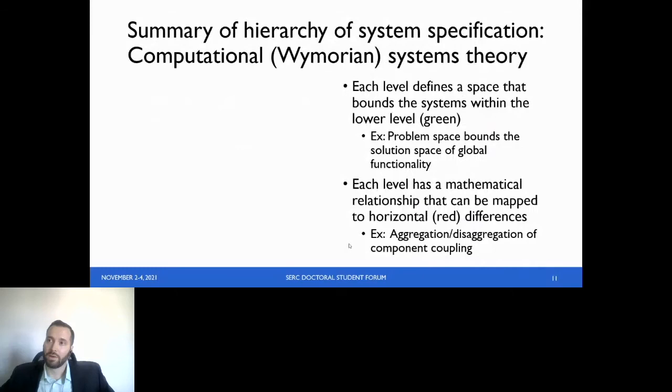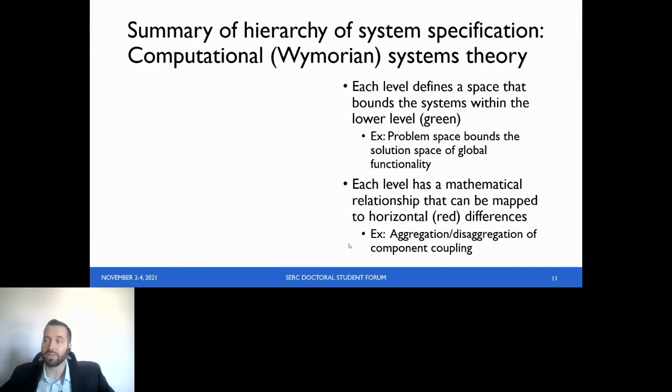Another part of Wymorean systems theory is something I've come to categorize as computational systems theory. It's actually a branch back from Wymore's original mathematical theory of systems engineering. And it provides some unique mechanisms that Wymore didn't account for within his model-based systems engineering book that are pretty powerful that I think we can capitalize on.